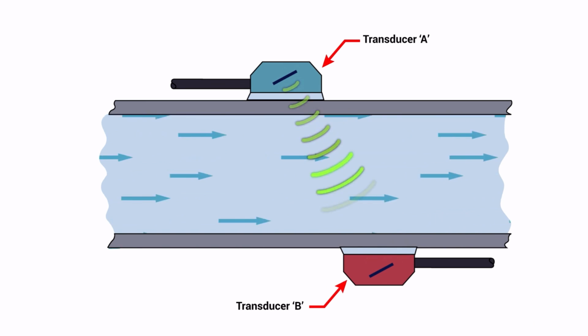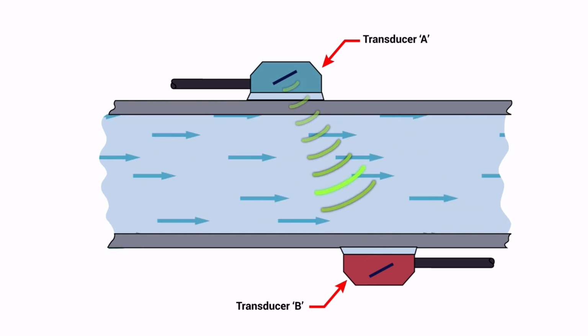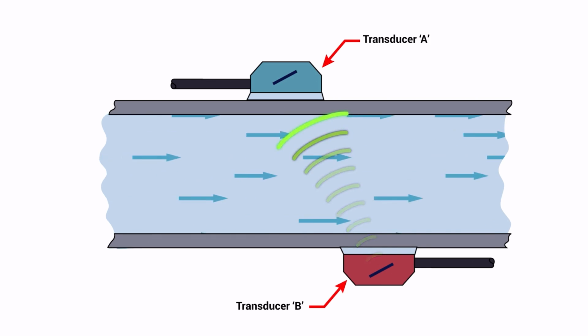So in conclusion, the difference between Doppler ultrasonic flow meters and transit flow meters is that Dopplers reflect frequencies off of liquid and transits traverse from both sides of the pipe.